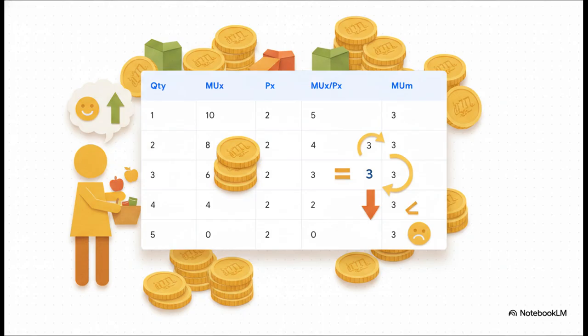So at exactly 3 units, the consumer has maximized their satisfaction for their money. If they buy a 4th unit, the marginal utility drops to 4, and the satisfaction per rupee drops to 2. At that point, they're getting less joy than their money is actually worth to them.